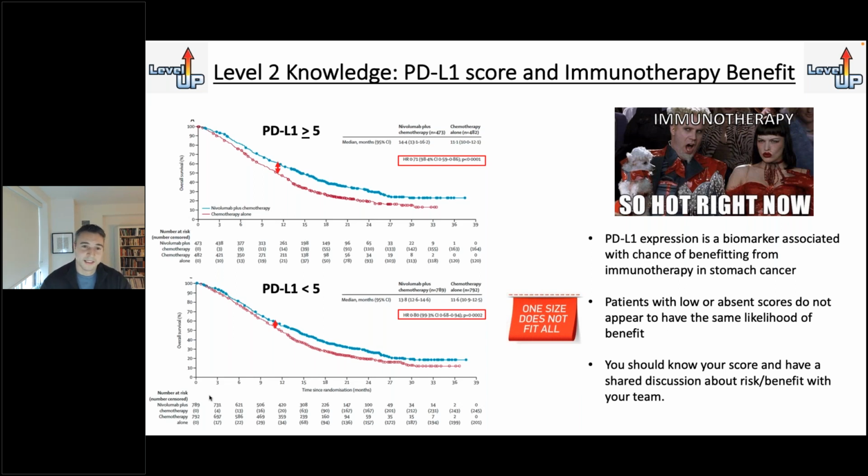If you look at the less than 5 or other groups, you see that there's actually very little difference between the two groups of patients, and the space between the curves is much smaller. So the magnitude of benefit is much less, and you can make an argument that those patients are not really benefiting from immunotherapy in the PD-L1 low patients. So immunotherapy is not a one-size-fits-all solution for stomach cancer, and the score matters. And so you should ask and know your score.